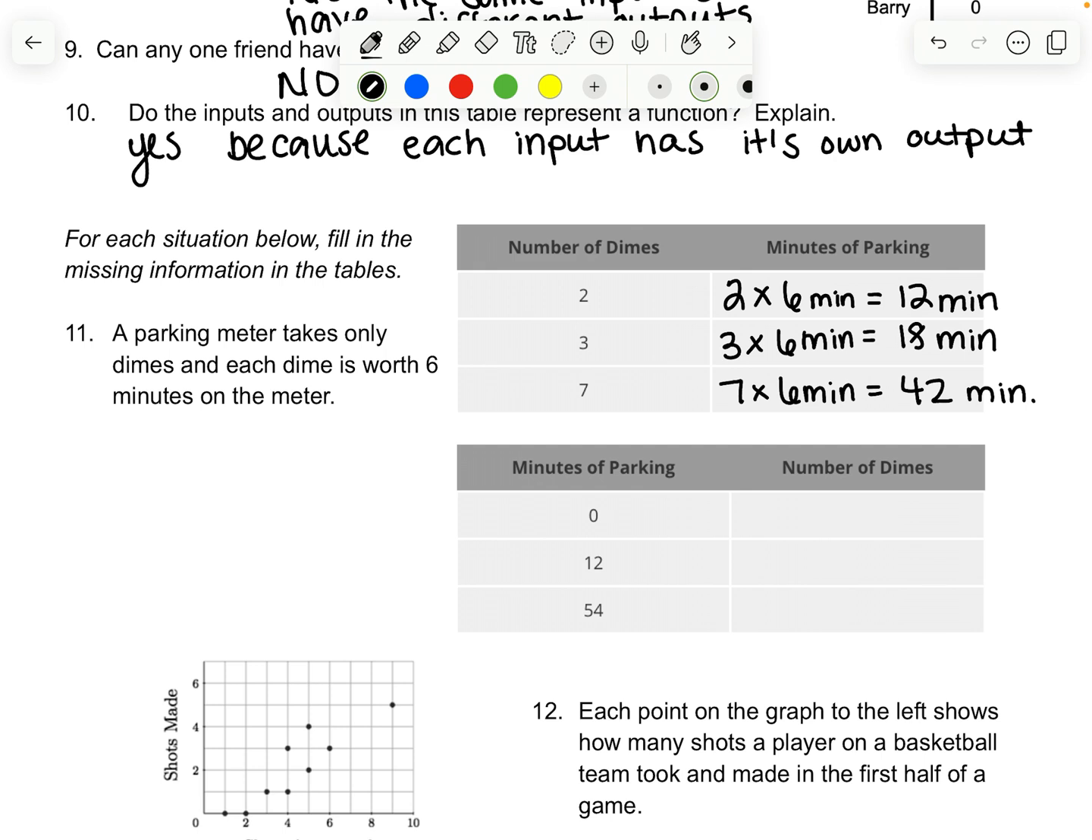If I have 0 minutes of parking, that means I haven't paid the meter, so that means I would have 0 dimes. For 12 minutes of parking, I would do 12 minutes divided by the 6 minutes that I get for each dime, and this would give me 2 dimes. Last one, I would do 54 minutes divided by 6 minutes that I get for each dime, and this does give me a total of 9 dimes.